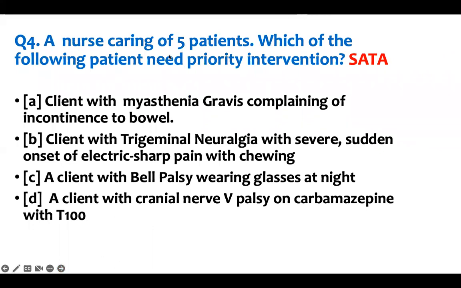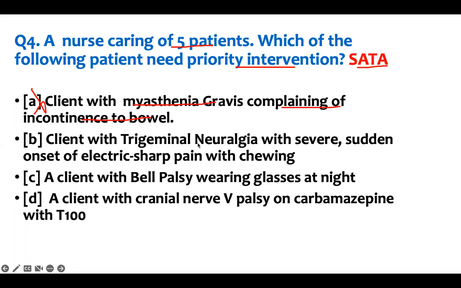One more question, of course, prioritization. So we're putting everything together in the form of prioritization. It's the same thing, select all that apply. Which of the following patients needs priority intervention? You're caring for 5 patients. So the same thing, we go through and see who needs a priority intervention. A client with myasthenia gravis complaining of incontinence of the bowel. I just told you, bowel is not my problem. There are only 2 things in myasthenia gravis that I should worry about: swallowing and breathing. Therefore, this one is negative.